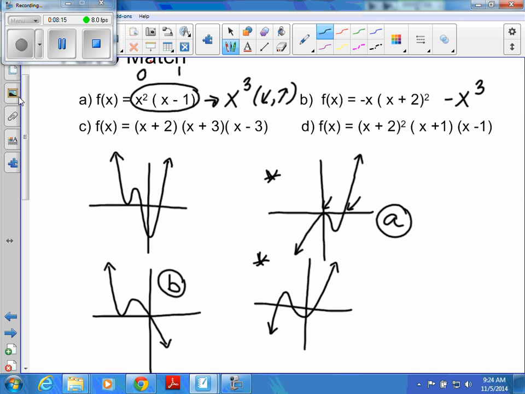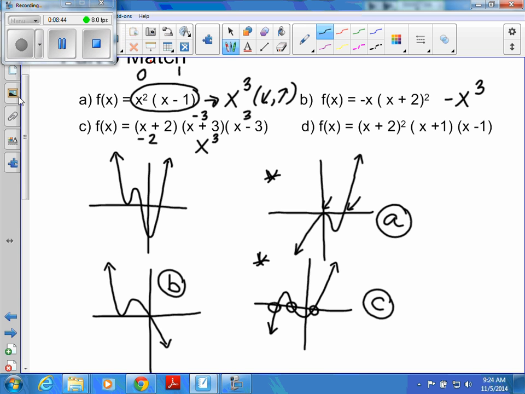Okay, the next one. If I put these all back together again, my highest power is x to the third. It's very similar to A. There's only one possibility it can be. It's C. I just want to make sure that you know why it's C. It's x to the third. It starts down and ends up. It crosses the x-axis at 3 spots. It crosses at a negative 2, at a negative 3, and at a positive 3. Do you see the 3 spots?